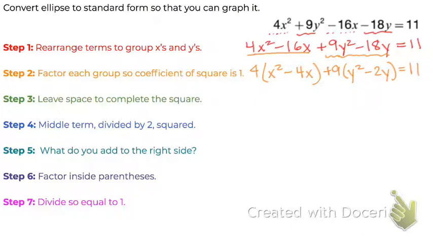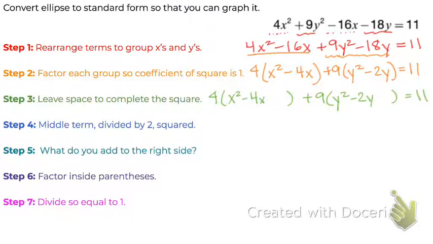Now you can combine step 2 and 3. I'm just writing them separate here to show you need to leave a space within those parentheses in order to complete the square. So I'm going to just rewrite it and leave a little space there. And the same here, I'm going to rewrite it and leave a little space.